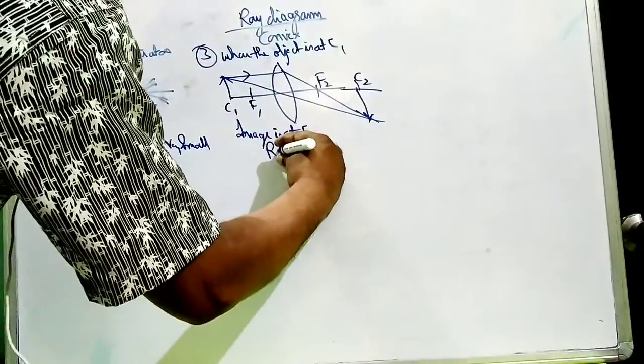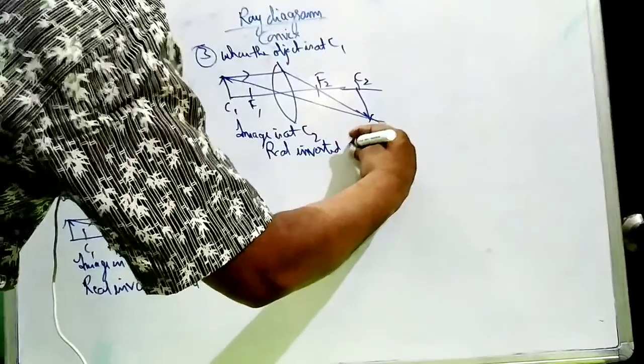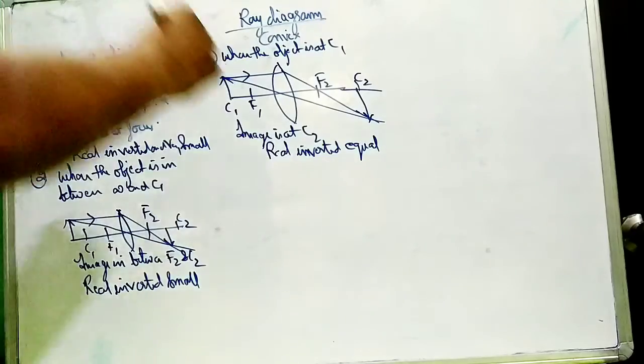And how is the image? It is real, inverted and equal. From very small to small, and now it is equal.